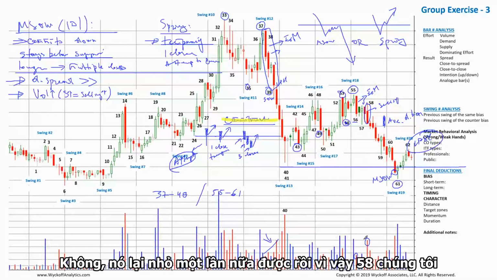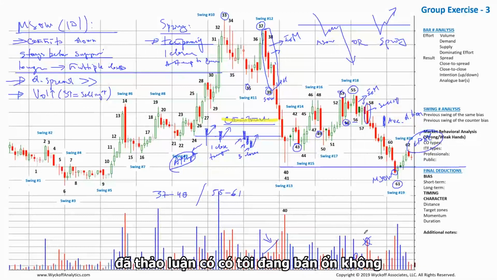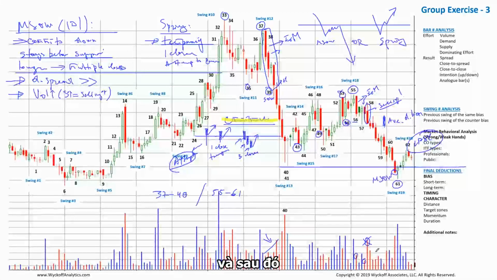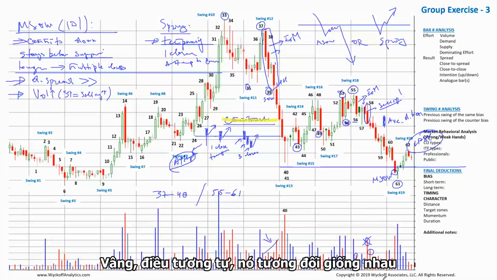No, it's small again. Okay, so bar 58 we discussed, yes, there is some selling. And then the next bar next to that. Same thing. It's relatively small, but the volume is increasing. What's the intention behind this bar?